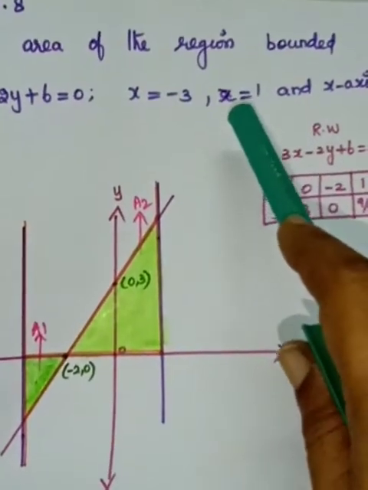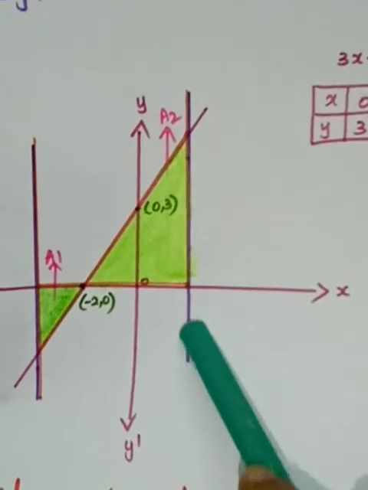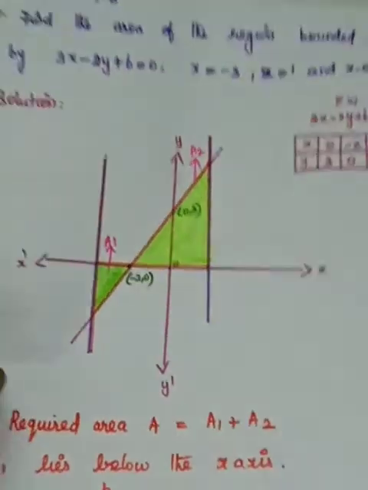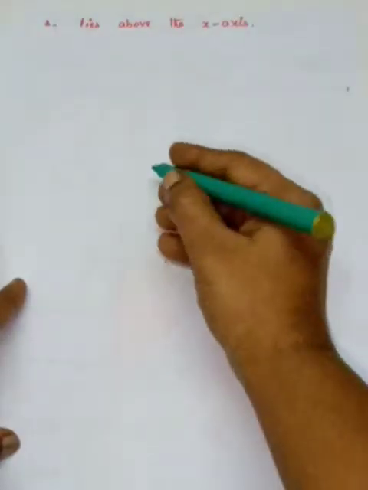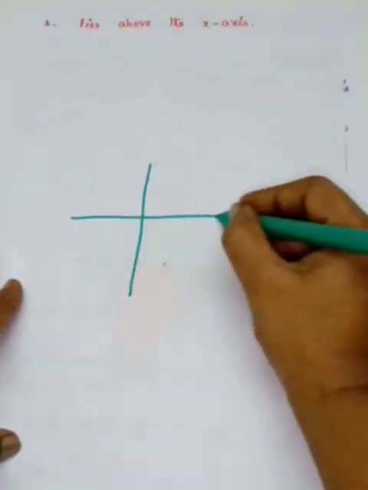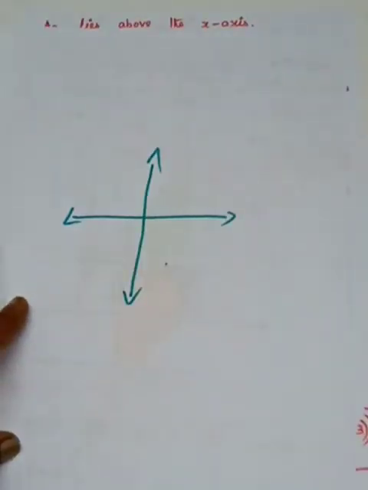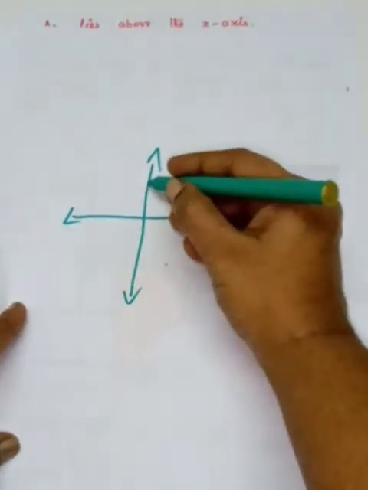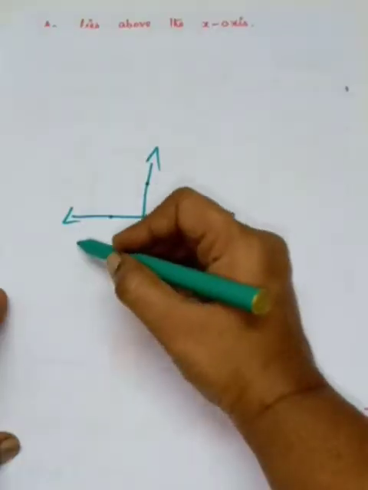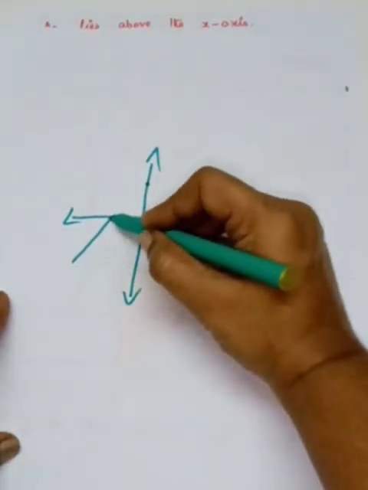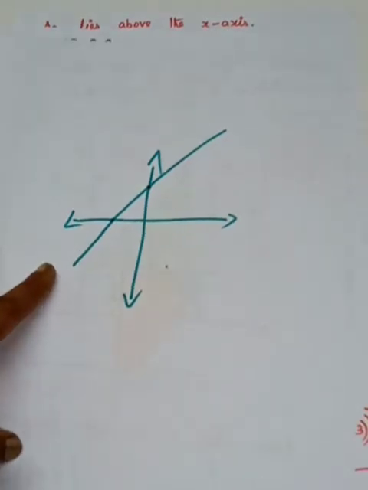And next, what is it? x is equal to 1. So x is positive. Go to the right side of x and you draw the line x is equal to 1. You see now, first you have to draw the x-axis and y-axis. Then you have to draw the line. So the line points are 0, 3 and minus 2, 0. Using these 2 points, using a scale, you draw the straight line. Okay, next, after that, this line is drawn.